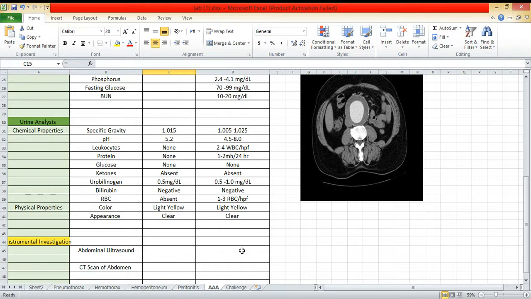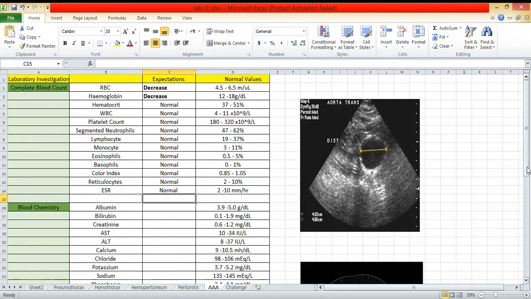Here on the right is a picture showing an ultrasound of the abdomen, and right here is the abdominal aortic aneurysm, which is yet to rupture. And here is an ultrasound, and this is the aneurysm also yet to rupture.